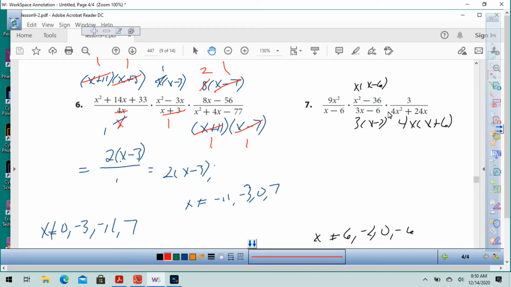I have x minus 6 and x minus 6. Good. I have 3 and I have 3. I got an x here, and so that's going to be x to the first. I got x plus, so what do I got across the top now? 1, 1, and 9x, so that's going to equal 9x. What do I have left on the bottom? I got 4. I got an x minus 2 and an x plus 6.